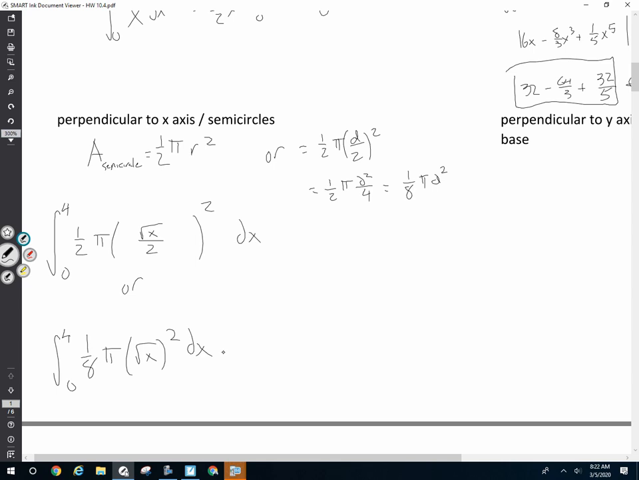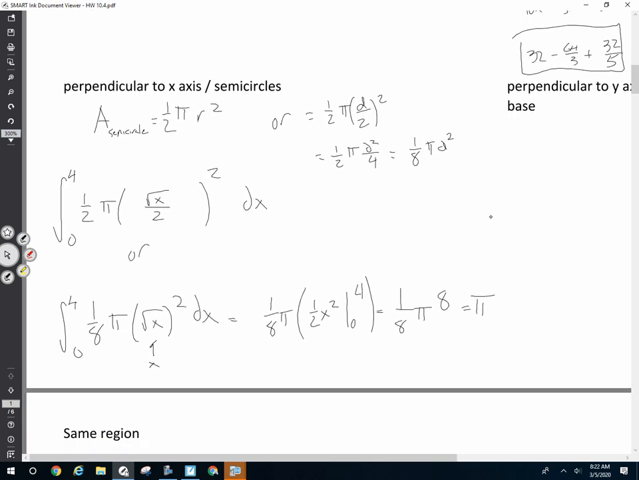So whatever. If you're going to do this without a calculator, this would just turn into x. The antiderivative, I can pull out the 1/8 pi. The antiderivative of x is 1/2 x squared from 0 to 4. So that's going to be 1/8 pi times 8. So that's just pi. That's interesting.